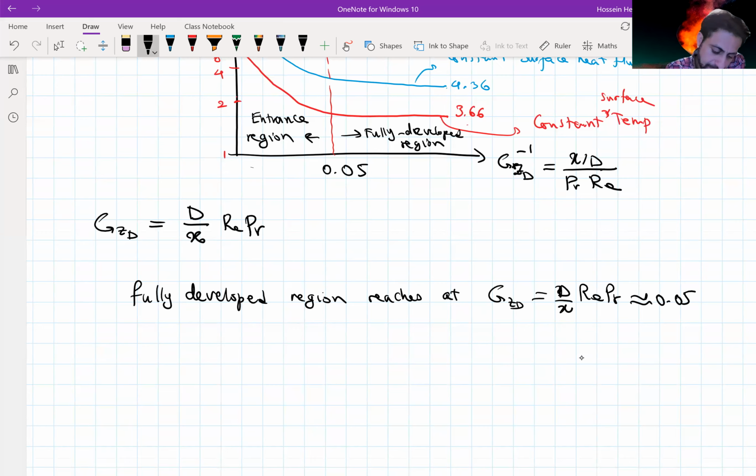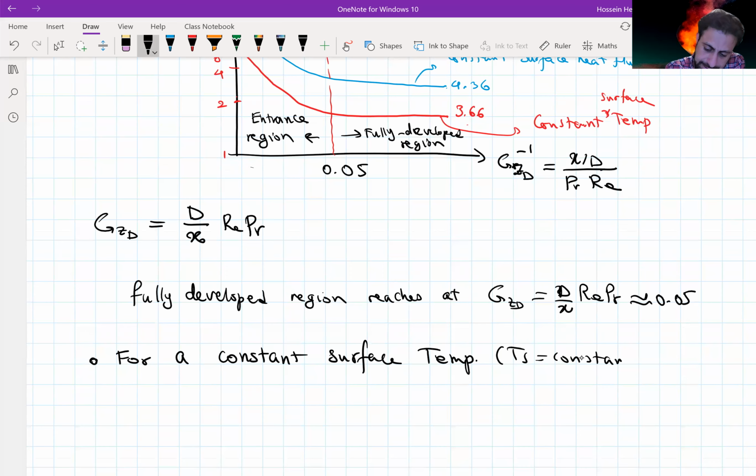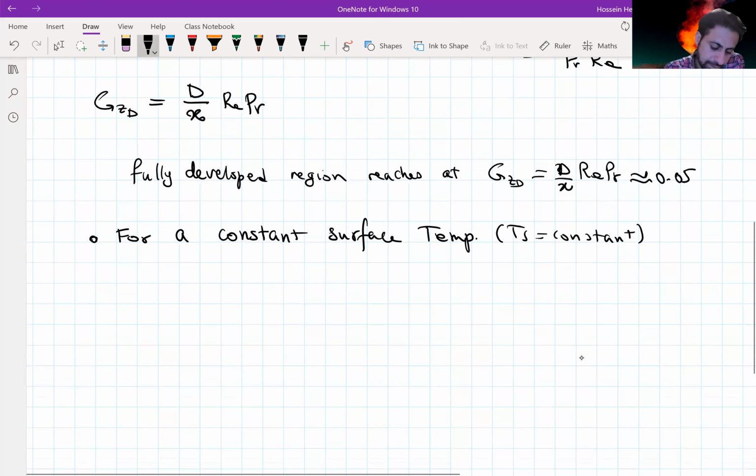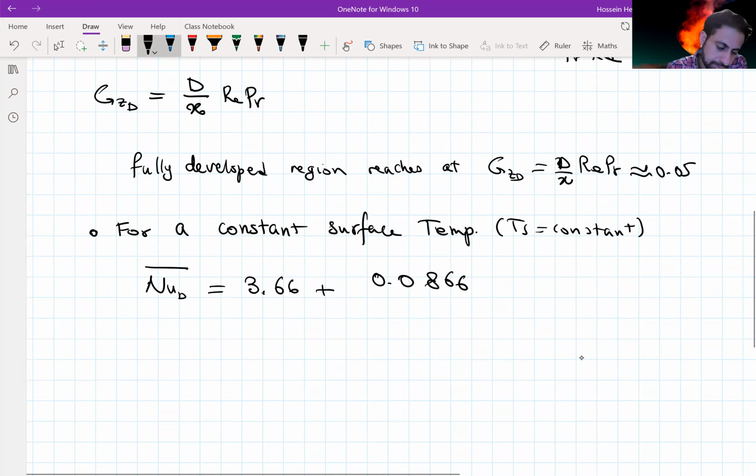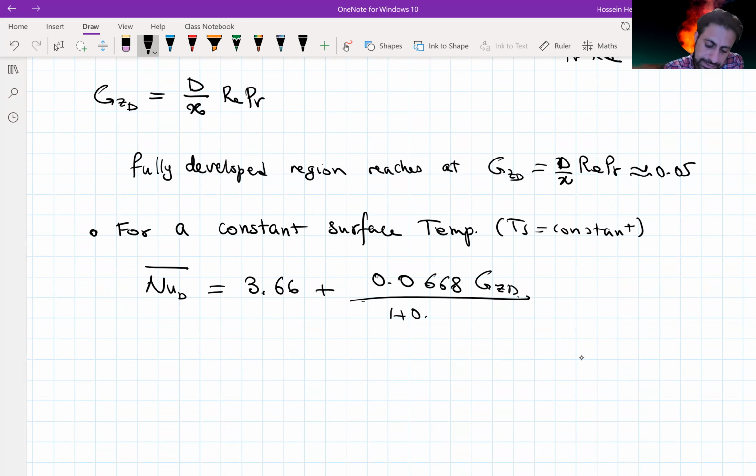And for the constant temperature, we have a correlation for constant surface temperature, Ts constant. What we have, the average Nusselt number is going to be 3.66 plus 0.068, that's Graetz number, over 1 plus 0.04 Graetz number to the power of 2 over 3.